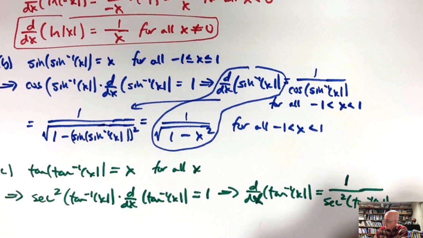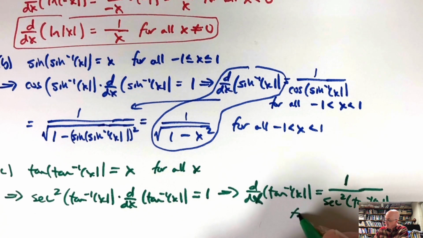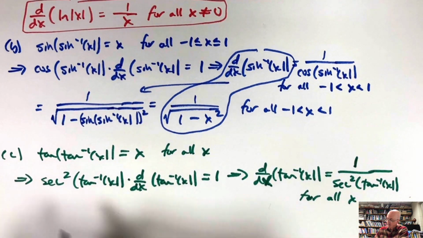That's part of the domain. Does the secant of that ever equal 0? Secant is 1 over cosine, and that would never equal 0. 1 over cosine is undefined in places, but it's not going to be undefined for any x here, because the inverse tangent of x will never equal plus or minus pi over 2. So the cosine of that would never be 0. You'd never be dividing by 0 here. This is true for all x. But once again, it's not the way we typically write the answer.